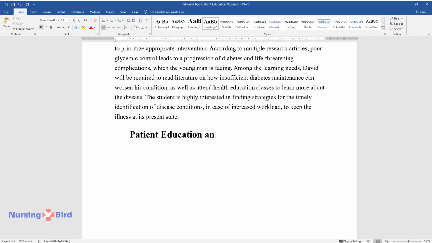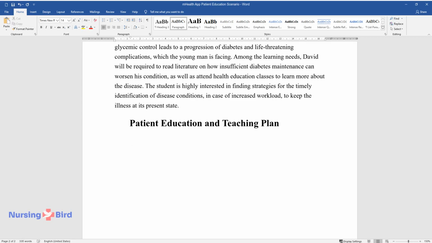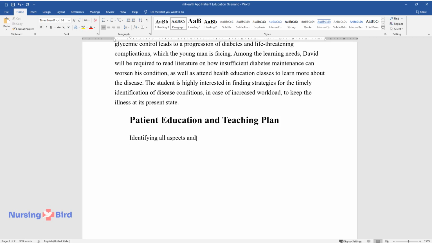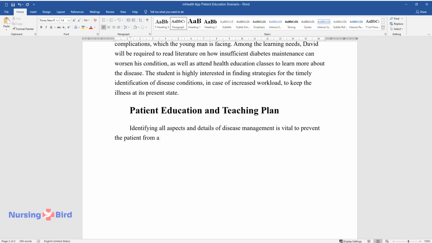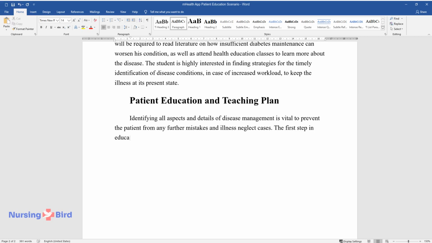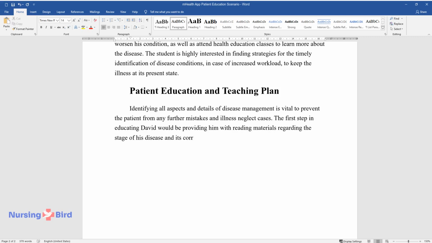Patient education and teaching plan. Identifying all aspects and details of disease management is vital to prevent the patient from any further mistakes and illness neglect cases. The first step in educating David would be providing him with reading materials regarding the stage of his disease and its correct management.